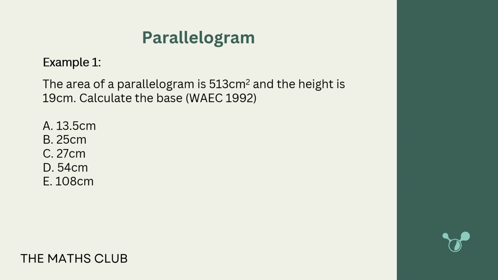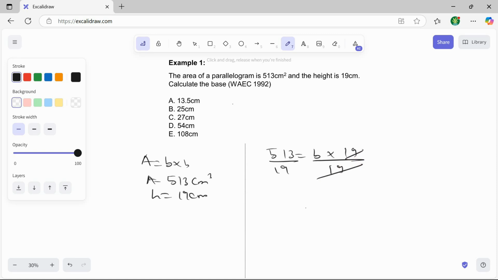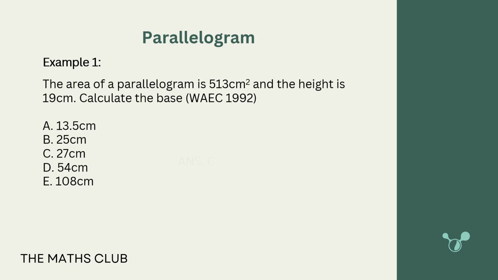Welcome back. Let's solve it together. So we know that the area of a parallelogram is base times height, and we're given the area to be 513 centimeters square, and we're given the height to be 19 centimeters. So if I substitute, that will be 513 is equal to b times 19, and if I divide both sides by 19, it will cancel 19. So 513 divided by 19 will give us 27. So the base is equal to 27 centimeters. That will be option C. Let's see if we're correct. Great.